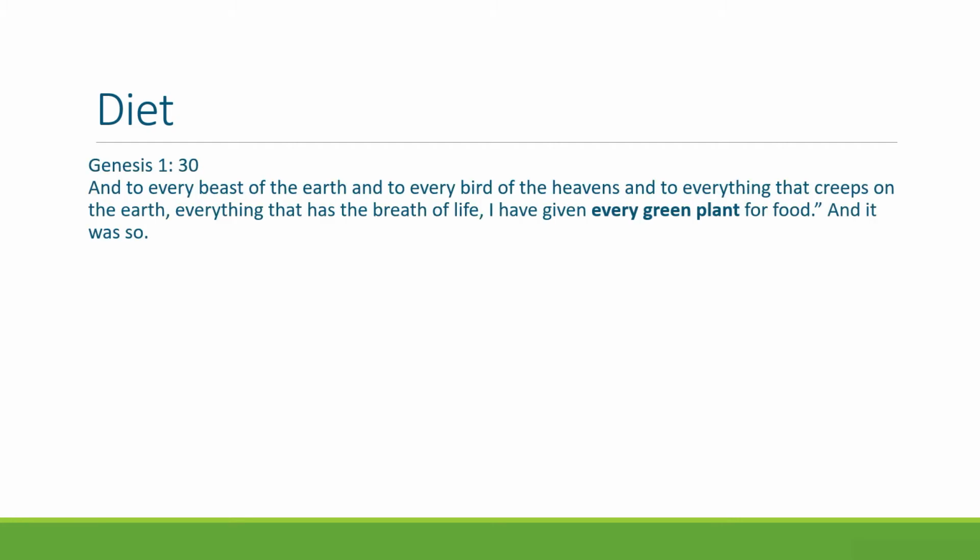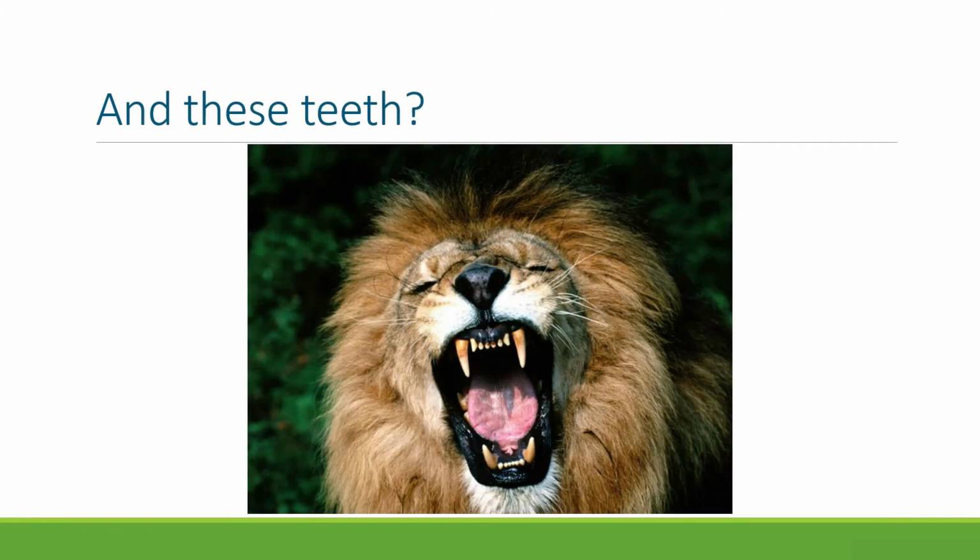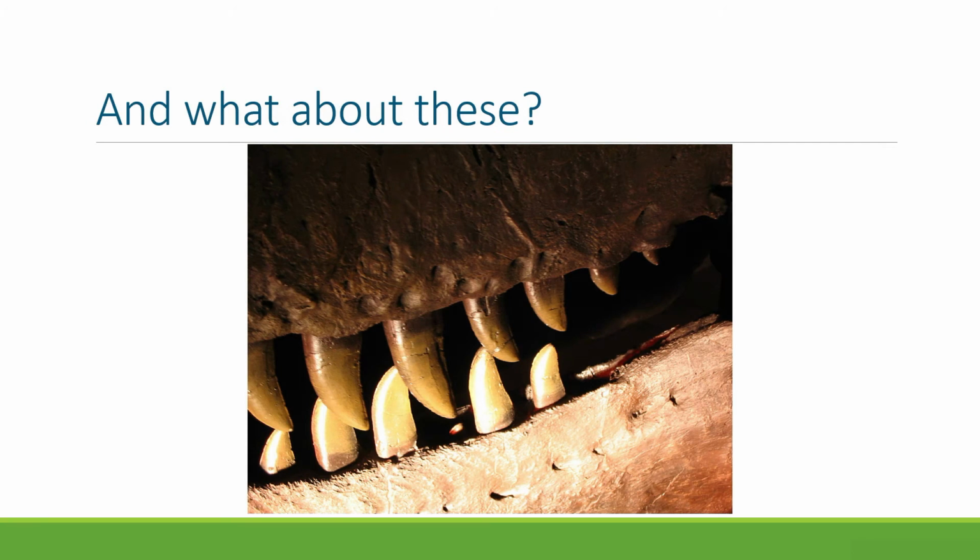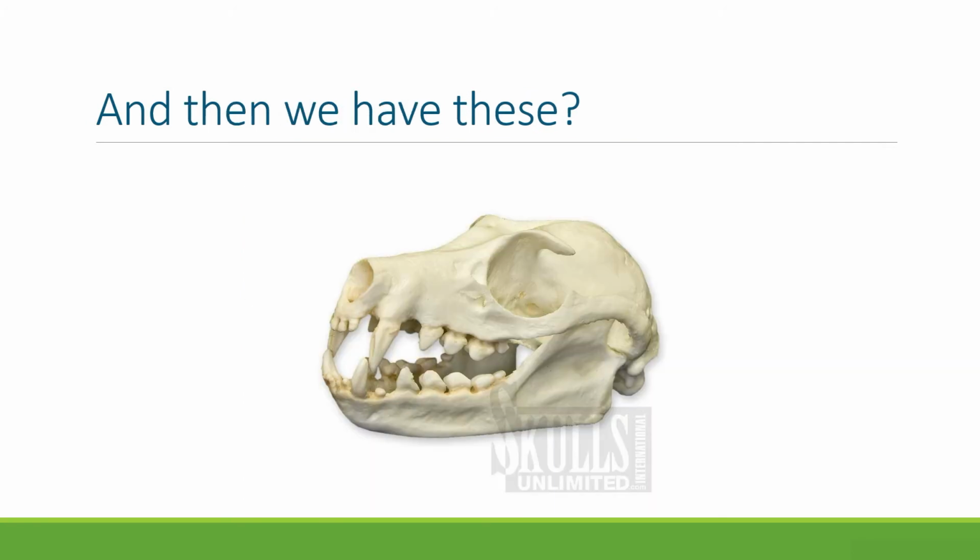Right, the diet. Genesis 1:30 says, "I've given every green plant for food." Now, one of the things that people look at is the teeth of animals, especially wolves' fierce teeth. What about the lion with its teeth? Any of the great cats? What about these teeth? This is from the T-Rex. And we have this skull of this amazing creature with its fangs.